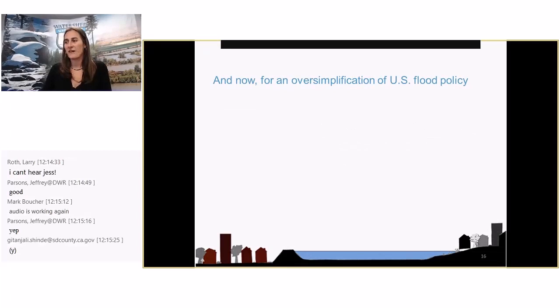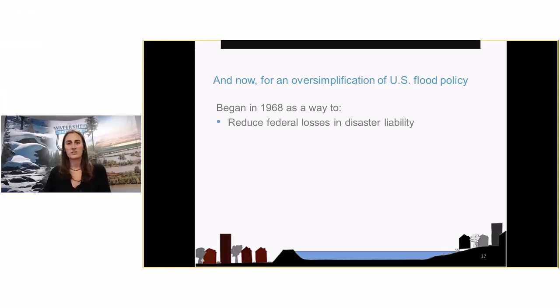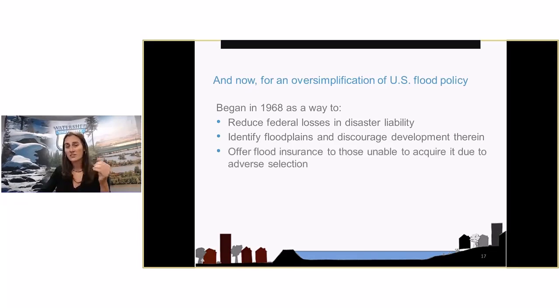For an oversimplification of U.S. flood policy, let's take a look at these two communities. The National Flood Insurance Program began around 1968 as a way to reduce federal losses and disaster liability. We had previously had a cycle of major floods and hurricanes, and the federal government swooping in and rebuilding, and then more floods. And so we were looking for a way to reduce this cycle. One of the intents was also to identify floodplains and ideally discourage development therein, and to offer flood insurance to those who were unable to acquire it due to a process called adverse selection.